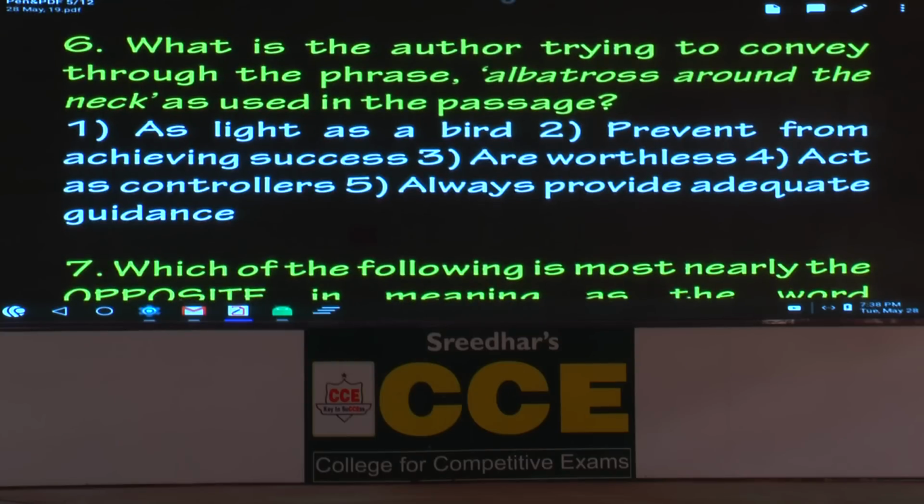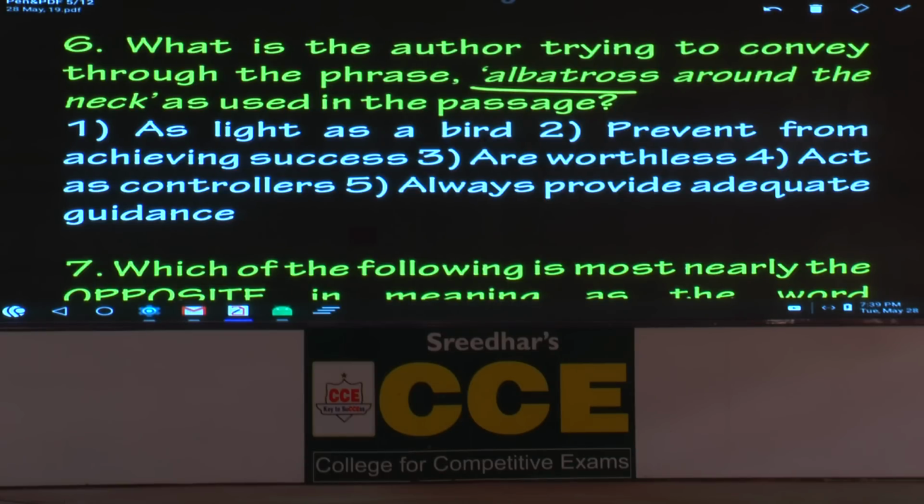So what is question number 6? This goes with a biology background. What is the author trying to convey through the phrase albatross around the neck? Please underline the word albatross. Now, what is the context here? Go to the first paragraph. He talks about barriers. Underline the word barriers. The first paragraph talks about barriers, hurdles, when it comes to efficient use of energy.